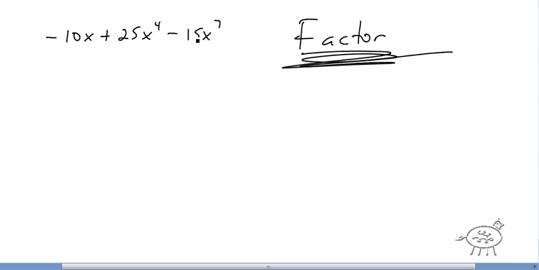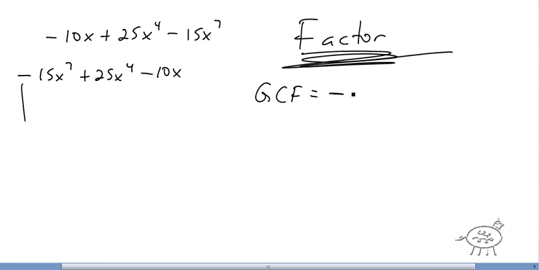So what we're going to do is put it in descending order. Negative 15x to the seventh plus 25x to the fourth minus 10x. So my greatest common factor is, definitely, negative. 15, 25, and 10, you should recognize those are all multiples of 5. So 5 is my number. And then what's the smallest exponent? It's just x.